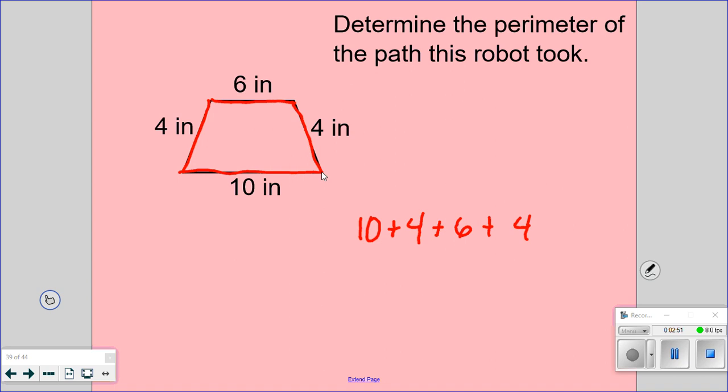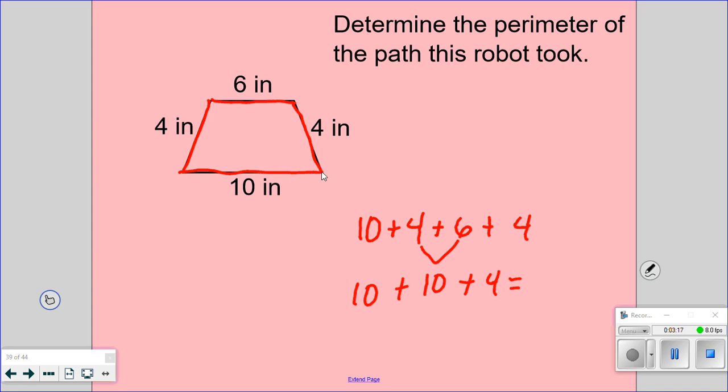This is going to be how I solve for the total around. From here, you can do it any way. I see a 4 and a 6, which makes it 10. My new equation is going to be 10 plus 10 plus 4. I can pretty quickly solve that in my head. 10 plus 10 plus 4 is going to be what?